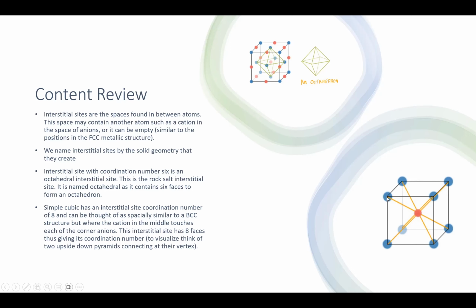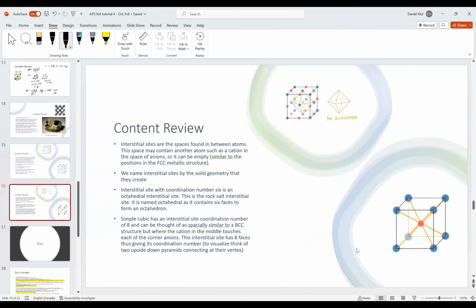So if we just think of this as simple cubic and then we add a cation in the middle, now we get something like a BCC structure. And so it changes that coordination number. And then the middle touches each of the corner anions. And this interstitial site has 8 faces, that's giving it its coordination number. And then to visualize this, think of 2 upside down pyramids connecting at their vertex. So I try to highlight this.